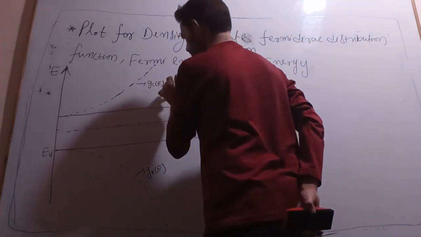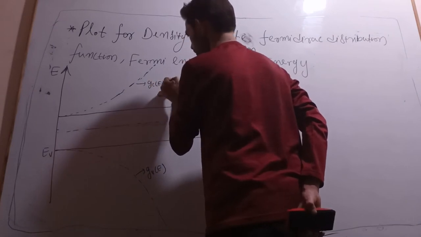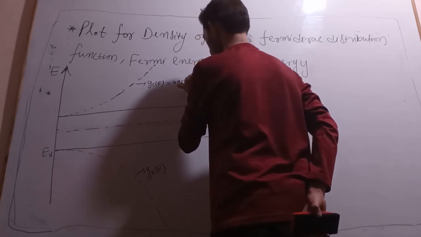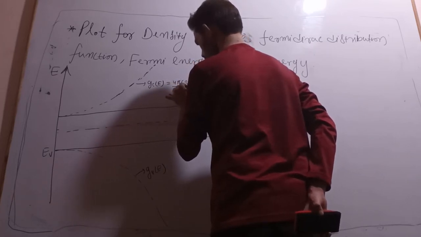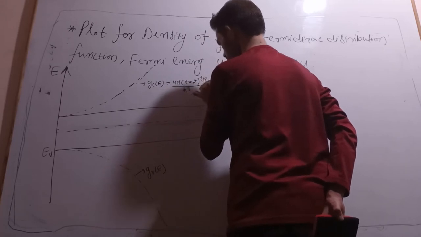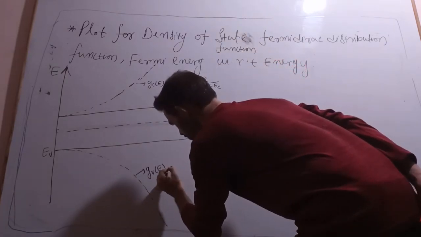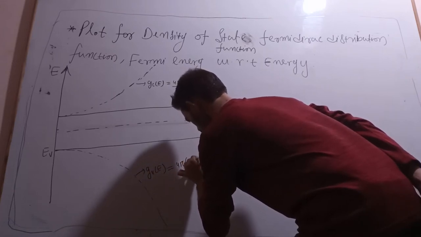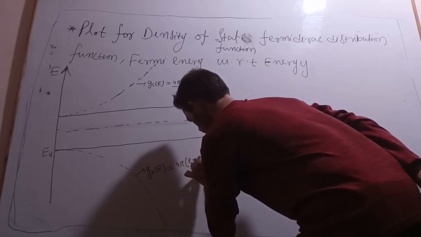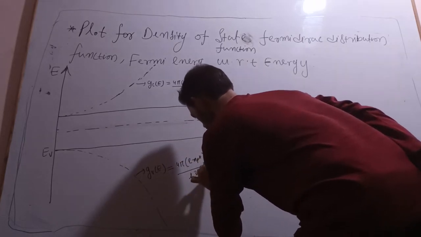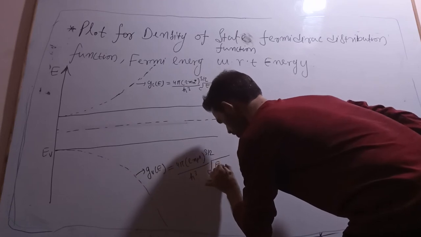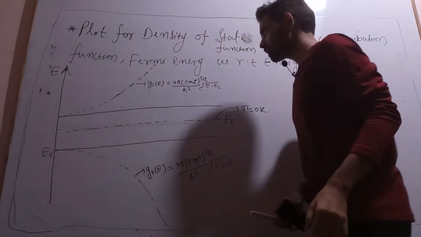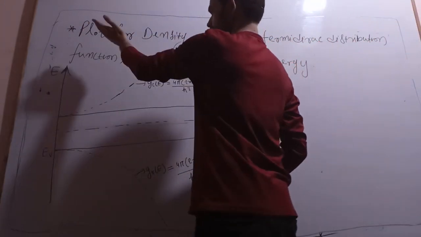Now, as we know very well, GC of E is nothing but 4 pi into (2 mn star) to the power 3 by 2 by h cube into square root of E minus EC. Similarly, here GV of E is nothing but 4 pi into (2 mp star) to the power 3 by 2 divided by h cube into square root of EV minus E. This is a parabolic function.